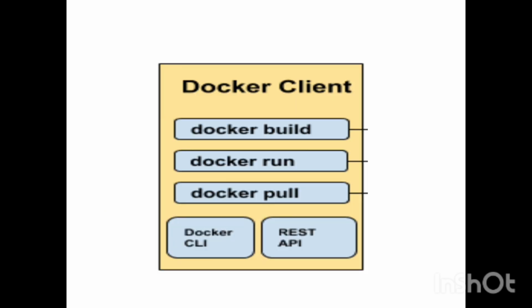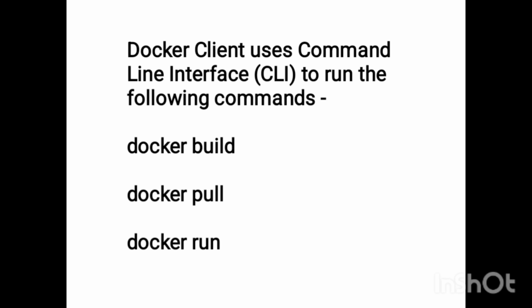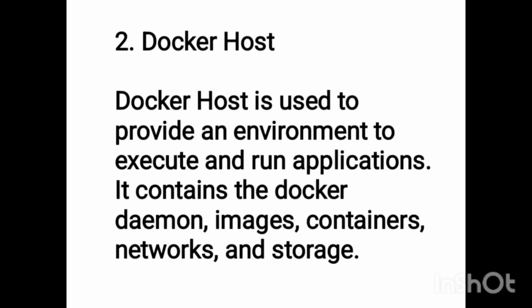Docker client. Docker client uses commands and REST API to communicate with the Docker daemon, that is the server. When the client runs any Docker command on the Docker client terminal, the client terminal sends these Docker commands to the Docker daemon. The Docker daemon receives these commands from the Docker client in the form of command and REST API request. Docker client uses the command line interface, that is CLI, to run the following commands: docker build, docker pull and docker run.